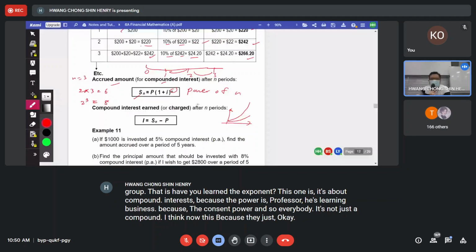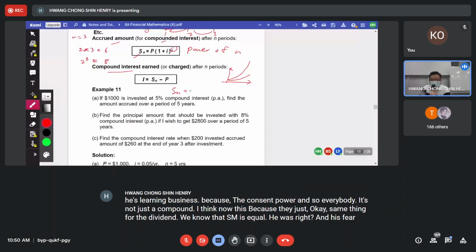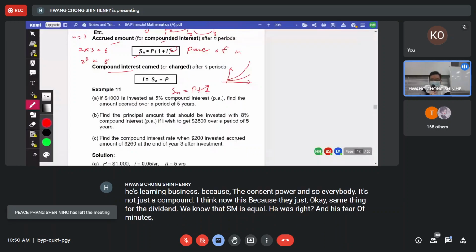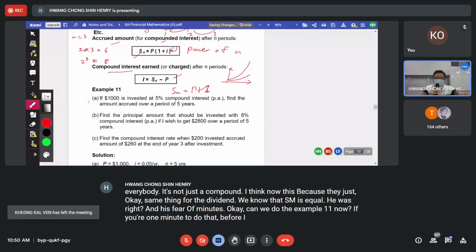Okay, same thing for the dividend. We know that Sn is equal to P plus I, right? So to find the I, we can take Sn minus P. Okay, can we do example 11 now? I give you 1 minute to do that before I continue.